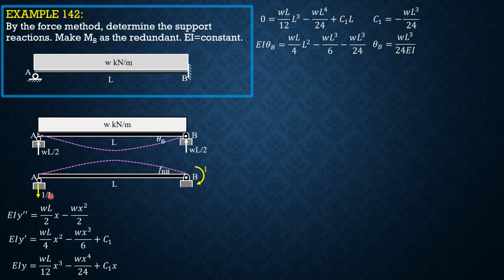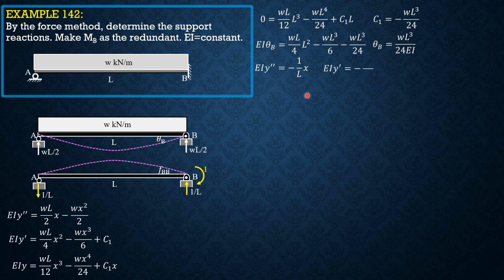the reaction here is 1 over L downward. So reaction times L equals 1. That's why this is 1 over L downward. At B, 1 over L upward, but we are not interested in that. So imagine we have a section here. So the moment is negative 1 over L times X. That's the only equation. We section here X.